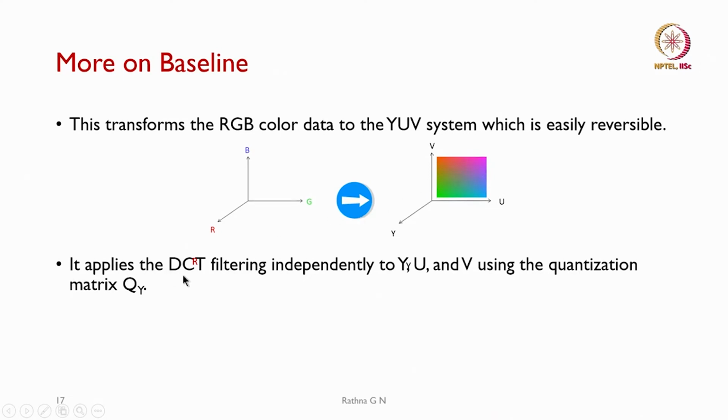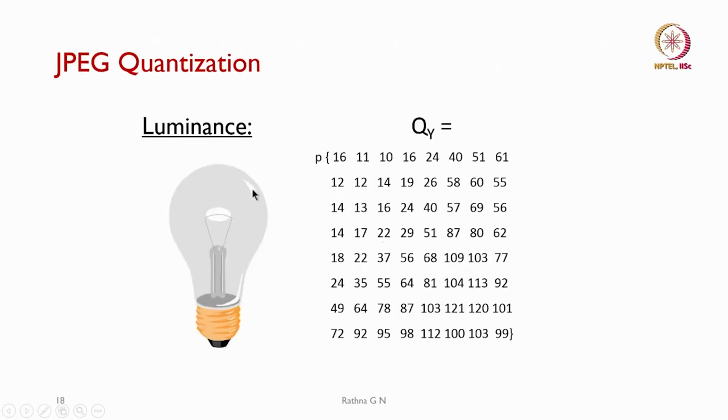So, it applies that DCT filtering independently to Y, U and V using the quantization matrix, we can use it and then apply it and then get the result. So, how is the luminance? I think the bulb shows how it is going to glow, correct? That is what we call luminance. So, you will be seeing the quantization QY here, with P given these values to represent it.